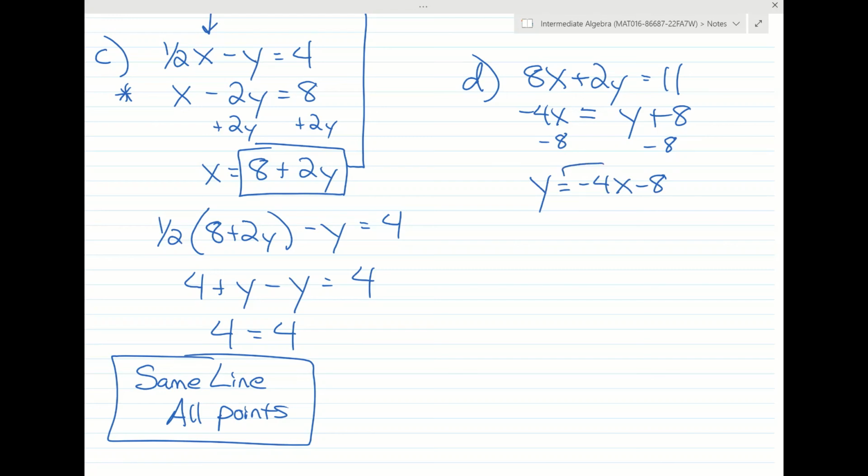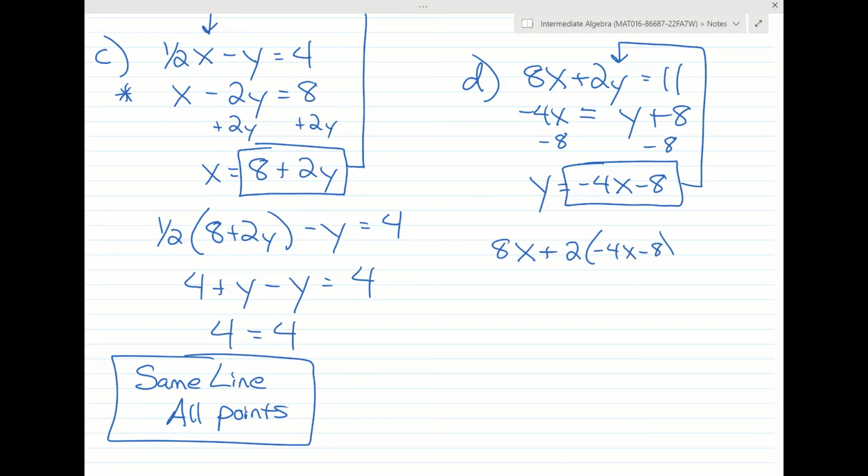And then we could substitute this in for the y. So it's going to be 8x plus 2 times y. Distribute, so 8x minus 8x minus 16 is equal to 11. And we wind up with another different type of answer.